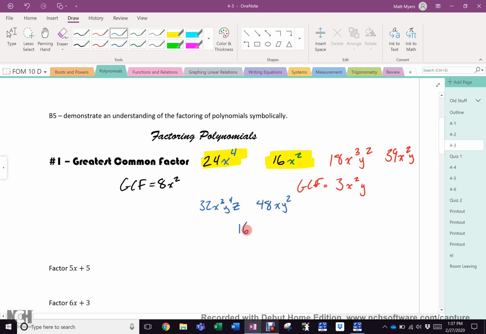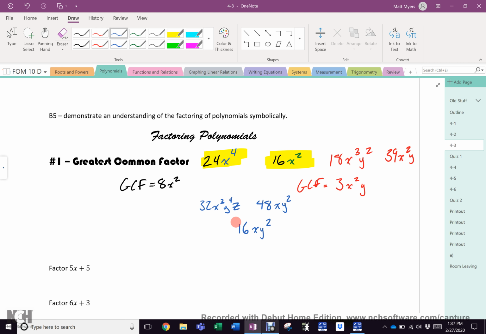Because remember, we want it simple, right? How old are you? I'm 2 to the 4th years old. How old are you? I'm 16. Which one's simpler? 16. And what are the letters? X, Y squared. Why not the Z? I can see a Z right there. Because there's no Z in the other one. Can everybody do this? Yes?